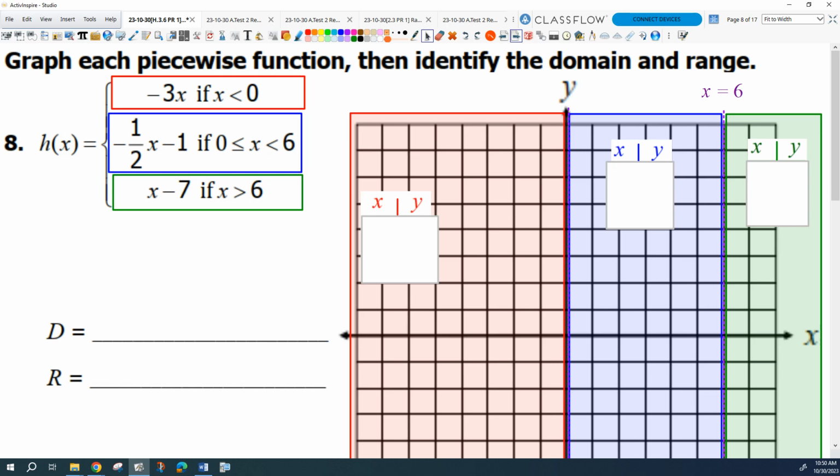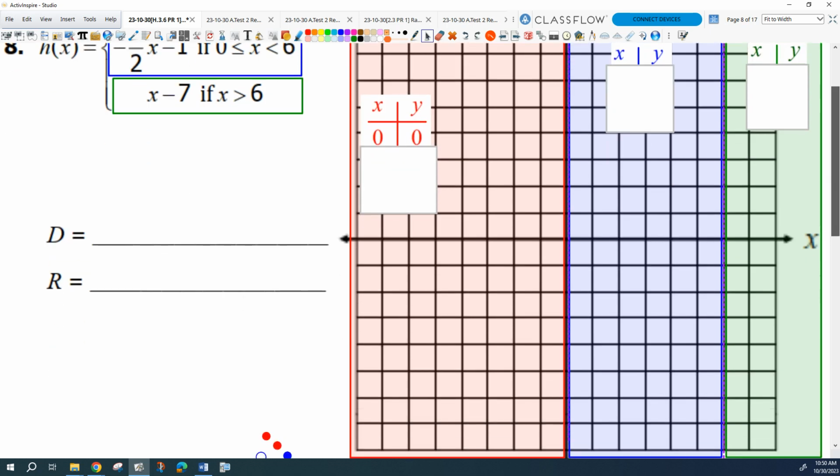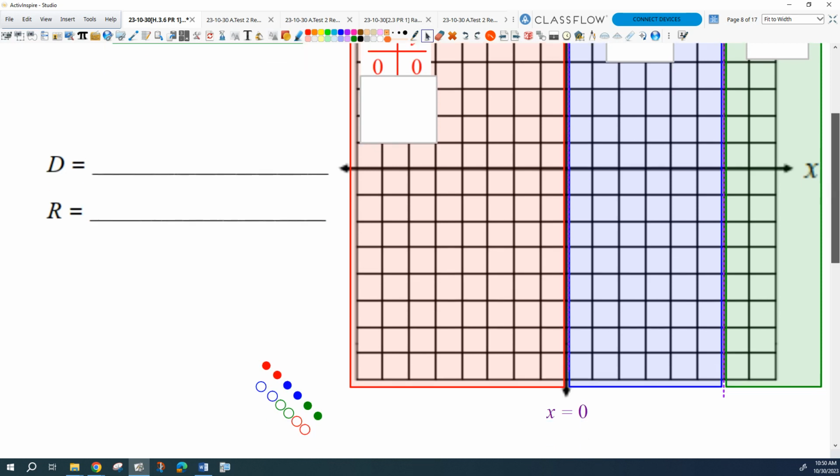We need to pick some convenient points. So what would points be? Pick a couple for me in the top region. 0 would definitely be a good one. If I plug 0 in for x, what do I get for y? 0, right? Exactly. Because the red, the top equation is y equals -3x. So -3 times 0 is 0. Open or closed endpoint? Open. Yep. So we get an open endpoint at the origin.